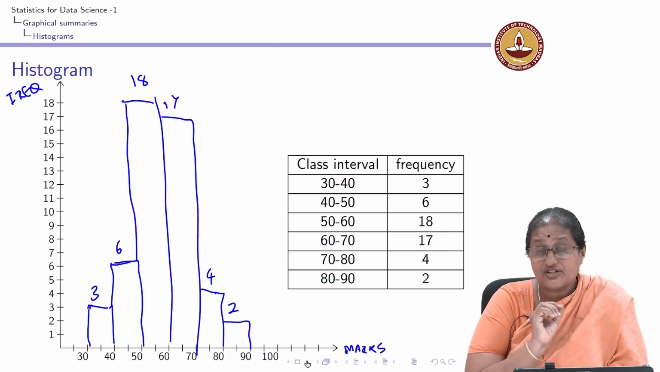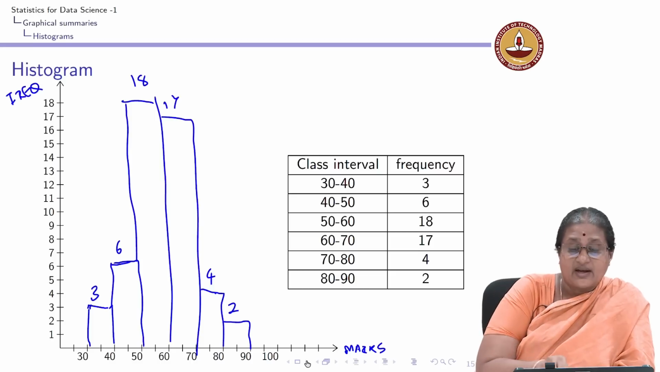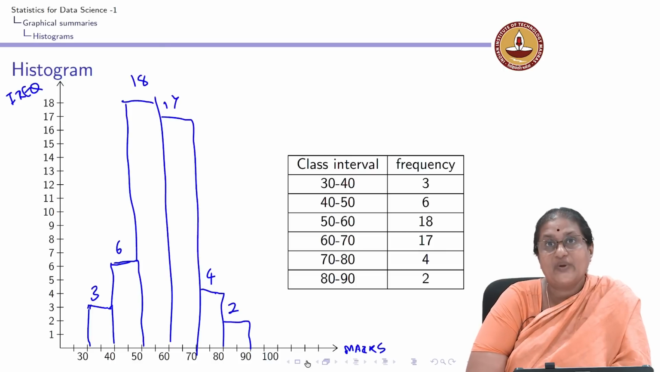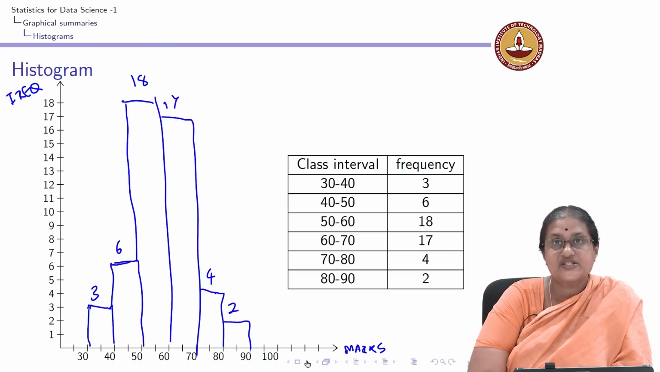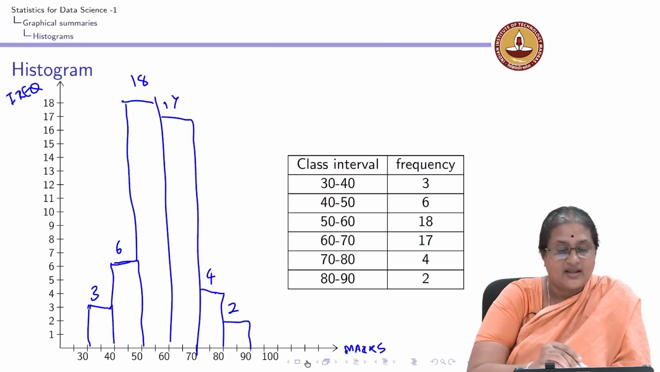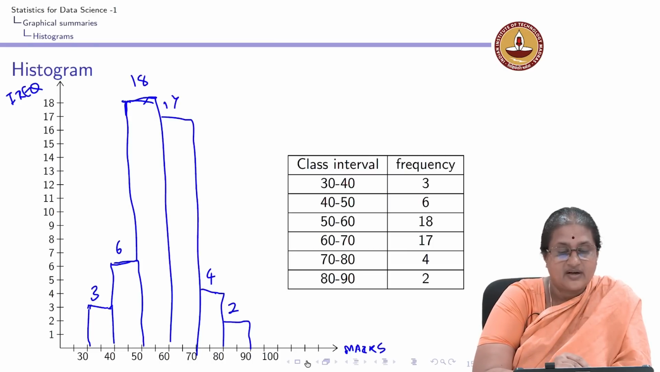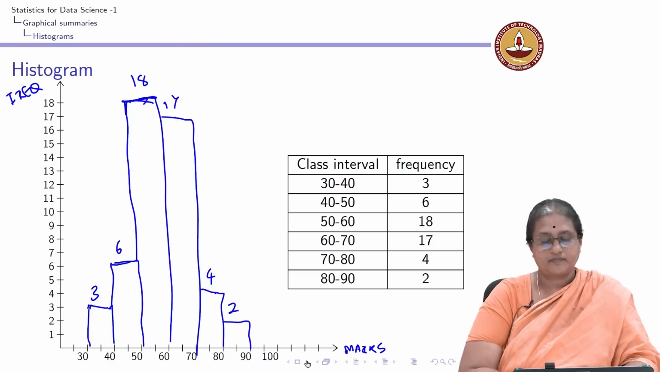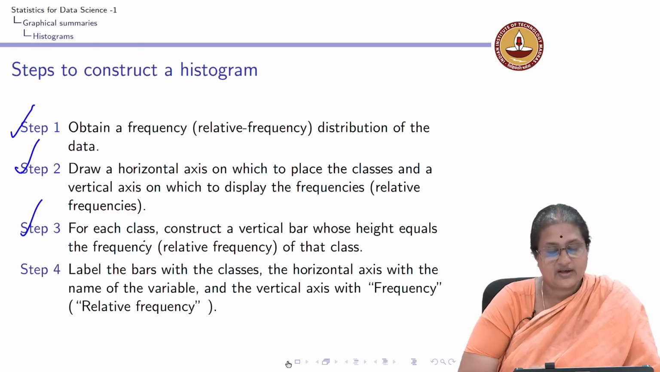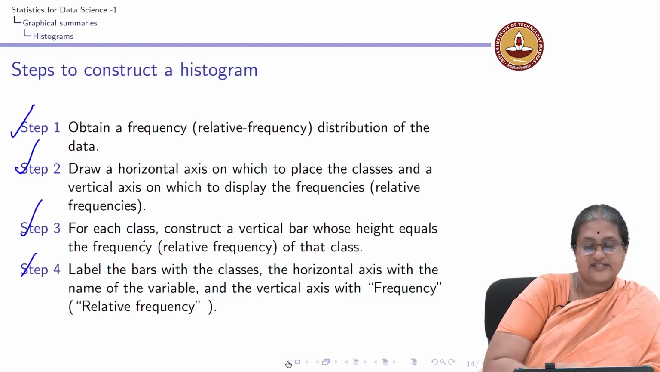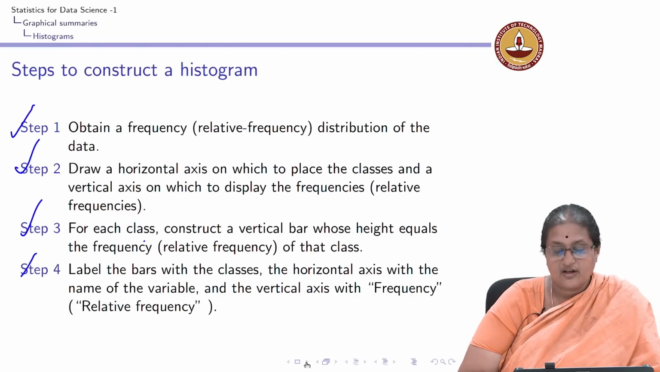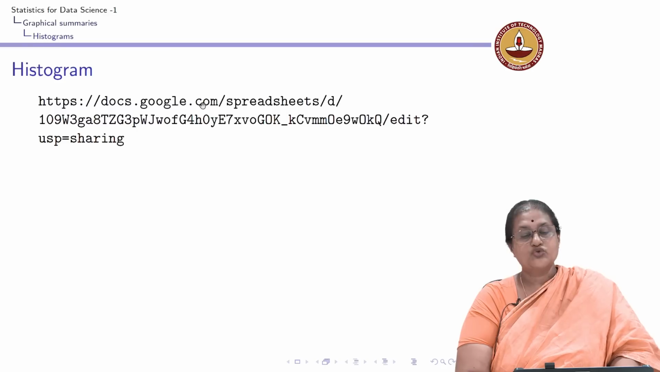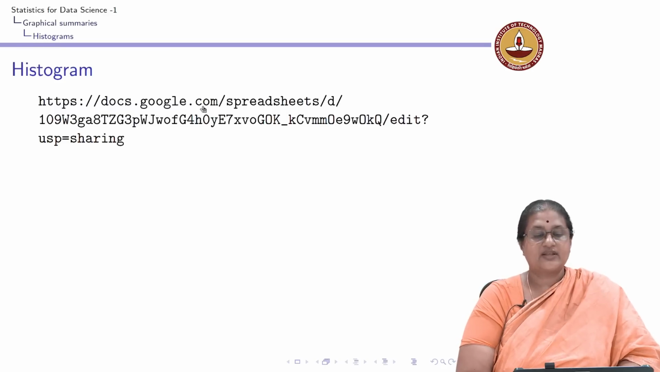Notice the difference between a histogram and the bar chart. Because my class intervals are in a sense continuous, I am not leaving a gap between these bars. So it is a continuous display of data. The vertical height of this bar represents the count in every class interval. So I label the bars and the vertical axis, and this is how we construct a histogram. I can construct a histogram using my Google Sheets as well, and that's what we are going to discuss now.